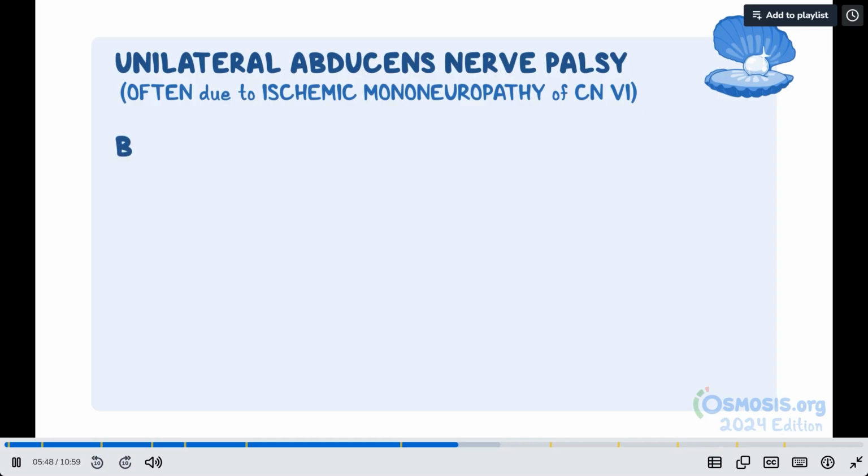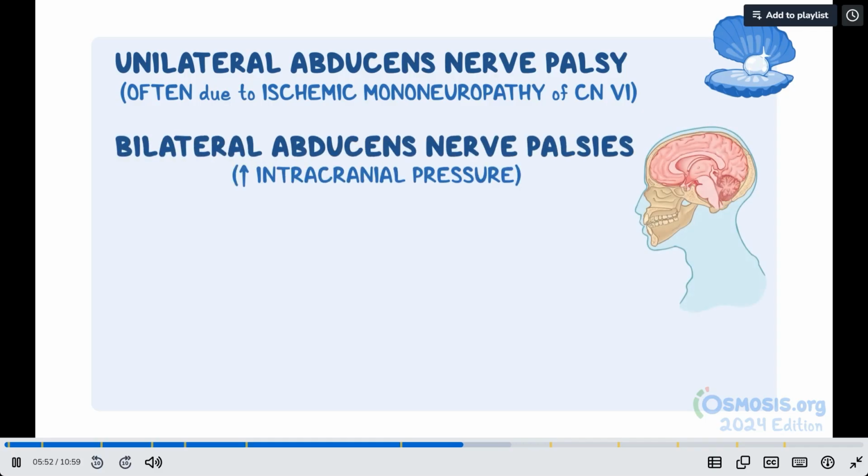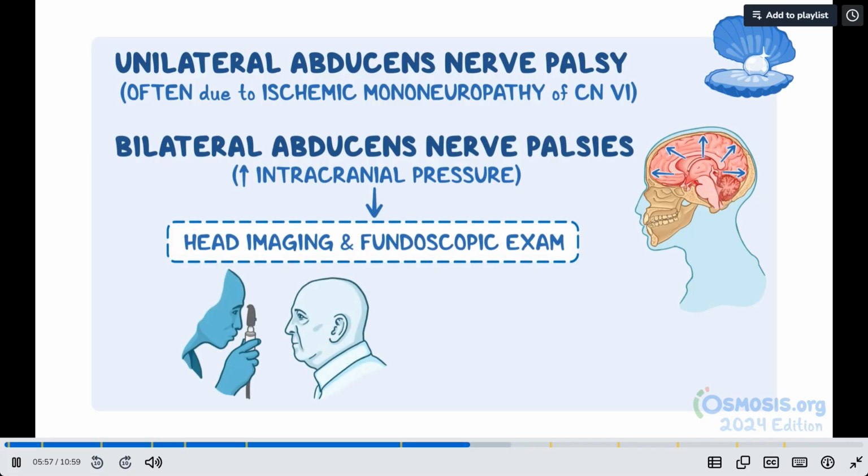However, if you see bilateral abducens nerve palsies, consider increased intracranial pressure as the cause and make sure to obtain head imaging. A fundoscopic exam in this case may also show papilledema.